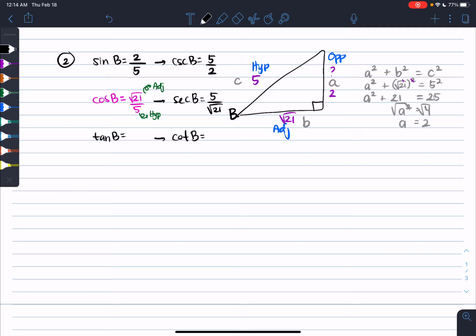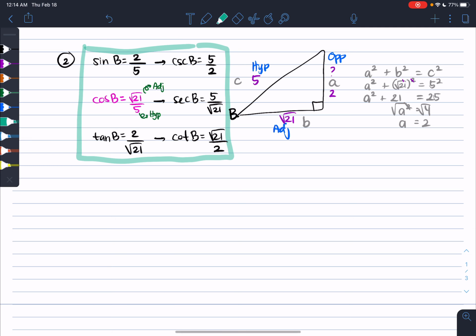Tangent is opposite over adjacent. So we get 2 over root 21. And cotangent is the reciprocal of tangent. So we get root 21 over 2. So our final answers were successfully obtained. Woohoo!